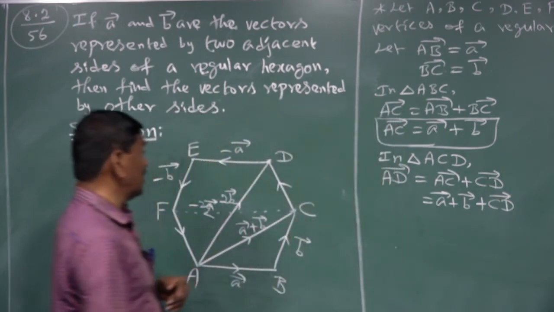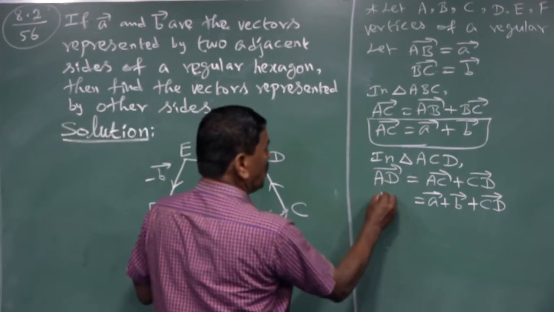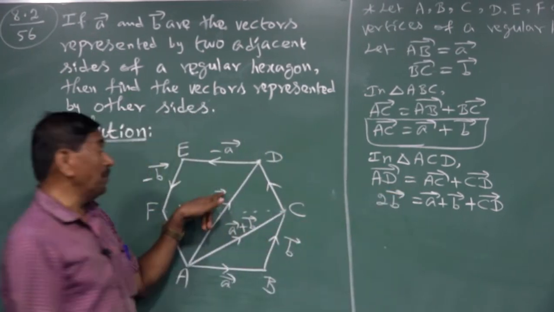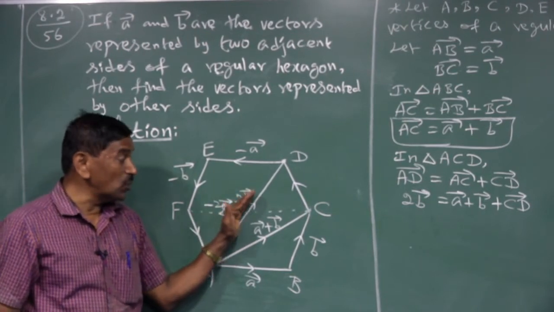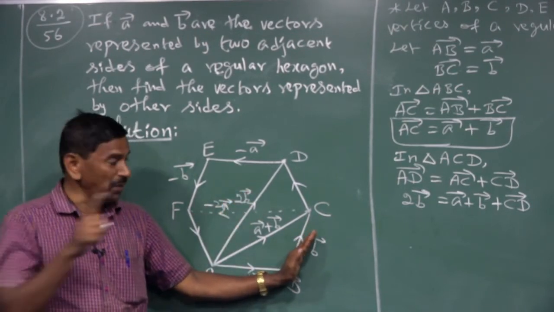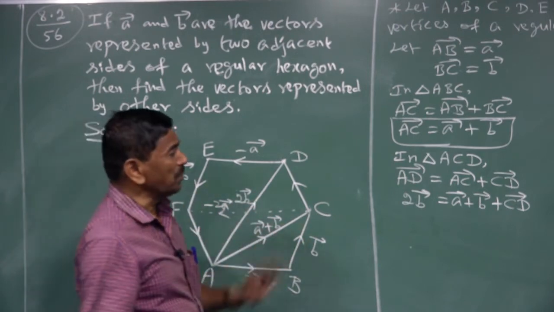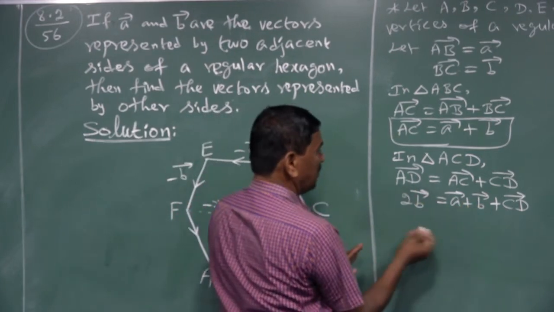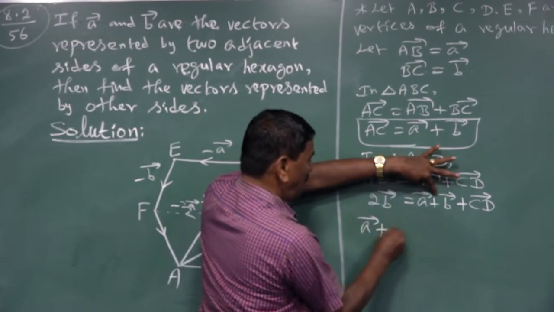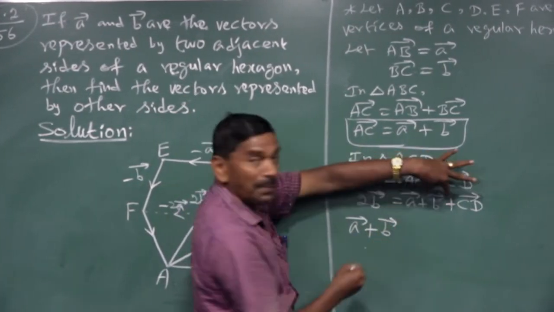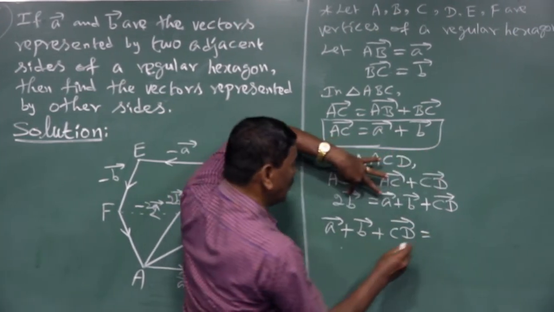What is AD vector? Good. 2B vector. AD vector is equal to 2B vector. Why? Because AD vector is twice of BC, and BC vector is equal to B vector. Therefore AD vector is equal to twice of B vector. Okay. Now simplification. Let us write in reverse order, for our convenience: A vector plus B vector plus CD vector, which is equal to 2B vector.